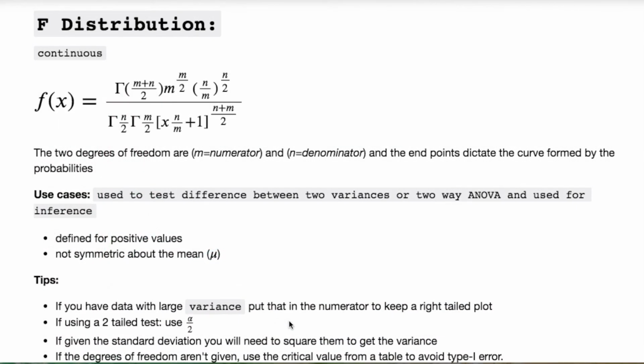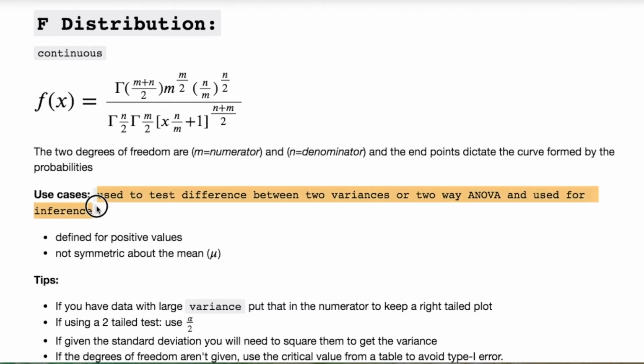Now we have the F distribution, which is continuous. There's 2 types of degrees of freedom that are used in this function, and it's not symmetric about the mean, okay? Some common uses would be checking for the difference between 2 variances, or using it for ANOVA, or some type of inference, okay? And you have to define these as positive values as well.